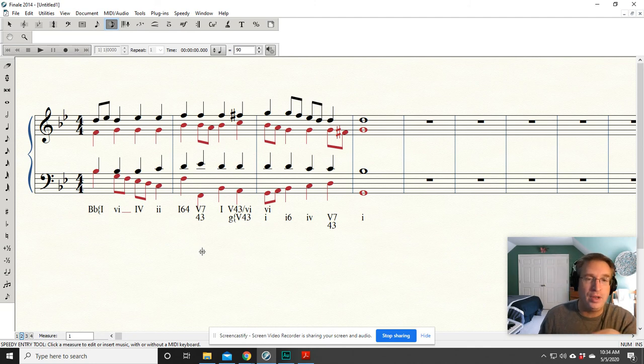In the coming videos, we're going to talk about common tone modulations, common or pivot chord modulations. We'll talk about what that means coming up next.